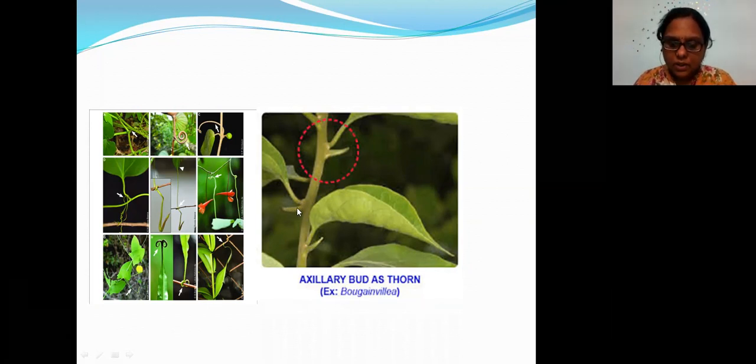You can see here, from there one leaf has come out, and from here one leaf has come out. But this is actually a thorn. I'll tell you why it is a thorn. Here a bud will be there. Next to that bud, some flowers or leaves will come out. So why did I say this?